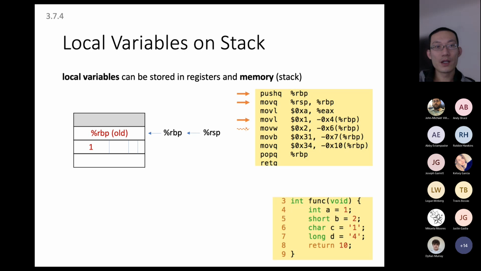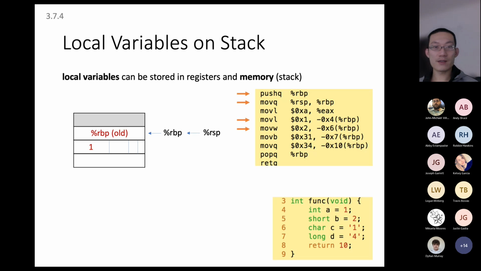Set it up. Okay, you can see we move number 1 to RBP -4. So RBP is a base pointer. So we talk about stack pointer. Stack pointer points to the top of the stack. RBP is a base pointer. Base pointer is pointing to the bottom of the stack.